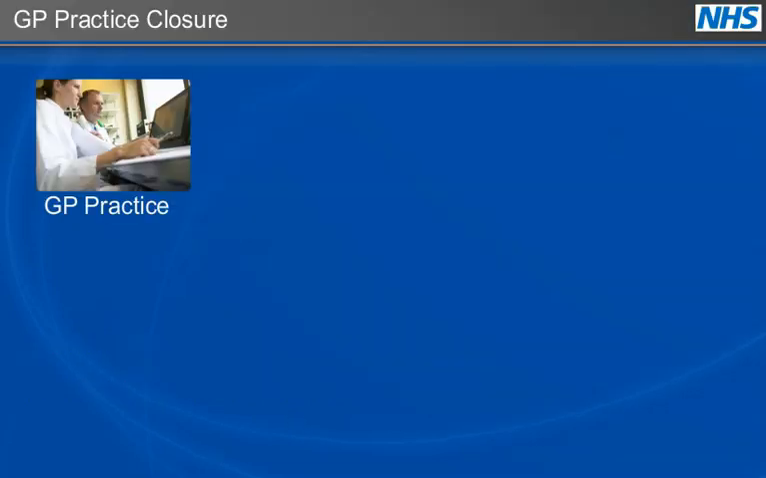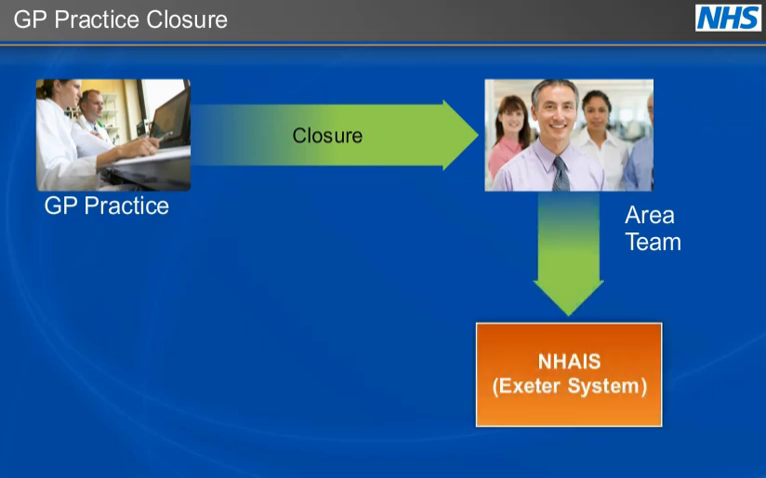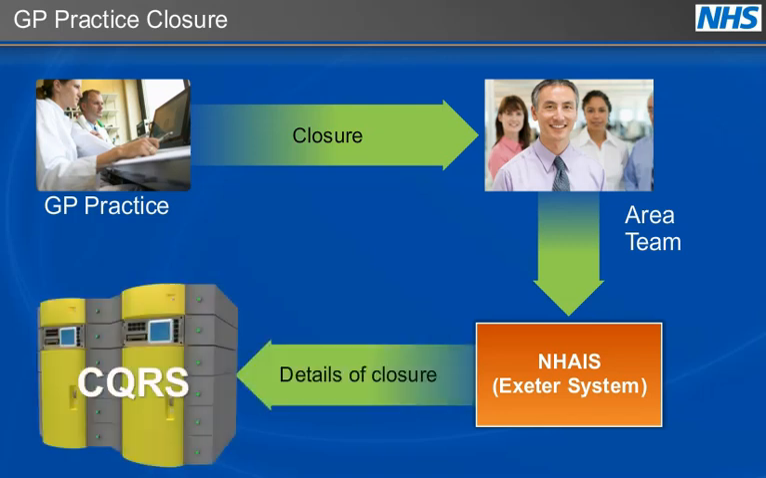When a GP practice informs their area team of their closing, the area team notifies the payment system or the NHAIS, also known as the Exeter system. Exeter closes the GP practice on their system and sends the detail of the GP practice closure to CQRS.